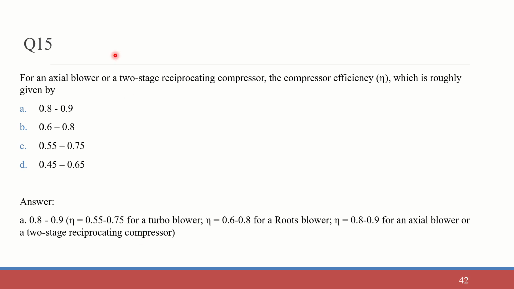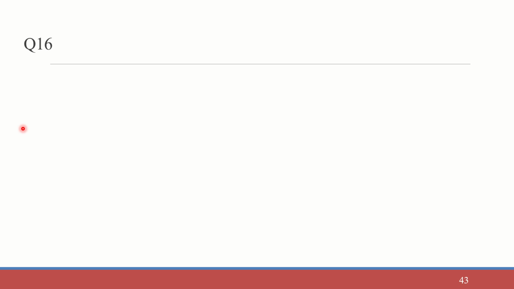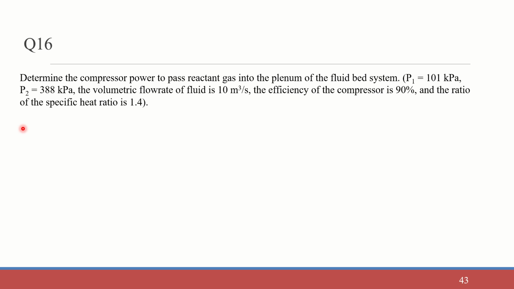As far as our question is concerned, for an axial blower or a two-stage reciprocating compressor, it is 0.8 to 0.9. Option A is the right answer. Now let us look at question 16. In question 16, it is mentioned that we determine the compressor power to pass reactant gas into the plenum of the fluid bed system.